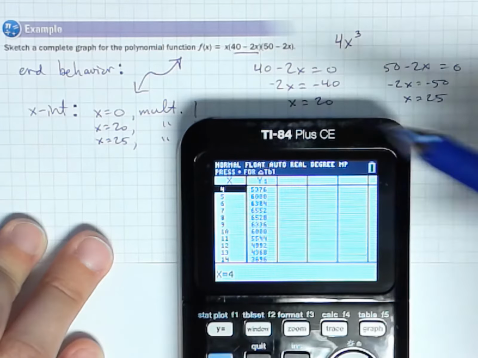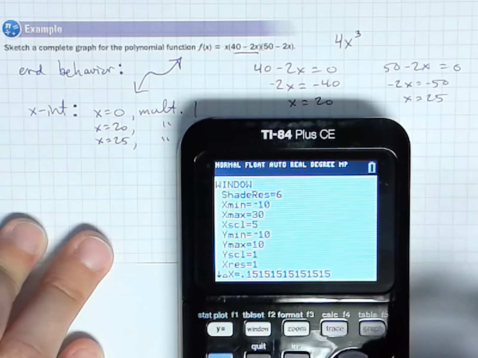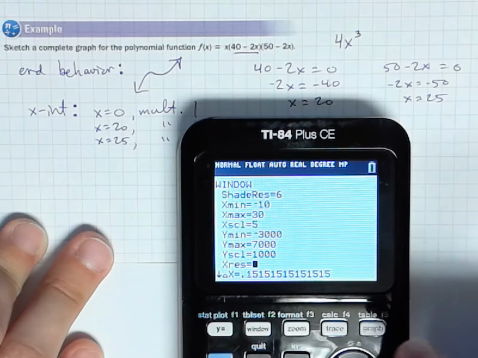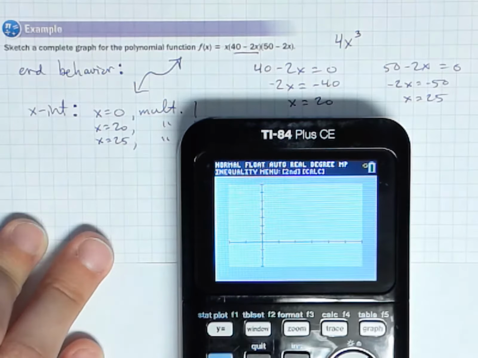So I'm going to go change my scale, my y scale. So my y min, I'm going to go like minus 3,000, and my max, I'm going to go like 7,000. That's above what I saw in my table, so I should be able to see my graph here. And for my scale, I'm going to go by thousands. I just like to see those tick marks on the screen. It's not that big a deal, but okay, now let's graph it.